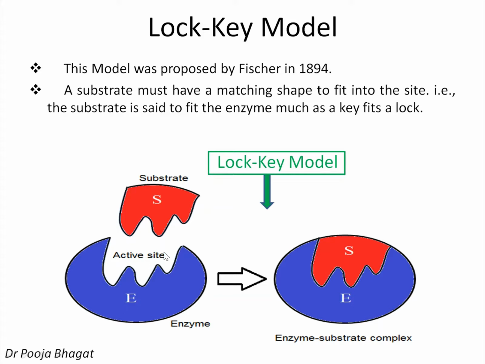In this model, this is the shape of the substrate and this is the shape of the active site of the enzyme. So the substrate fits precisely and perfectly into the active site due to the exact complementary shape. Since both of them have exact complementary shapes, the substrate fits precisely and perfectly to give the enzyme-substrate complex. And this is the reason which explains why a particular enzyme can act on a particular substrate.